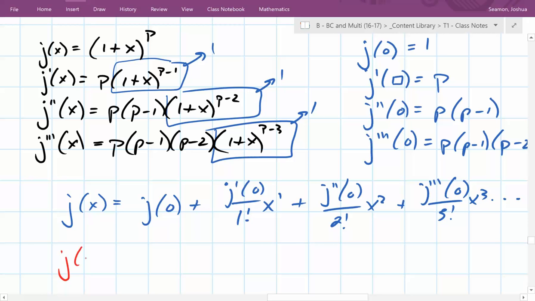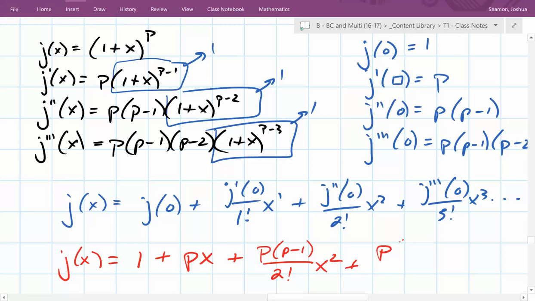So we know j of x is now equal to what? What is j of 0? 1 plus what? Just p times x plus what? p times p minus 1 over 2 factorial x squared plus p times p minus 1 times p minus 2 over... Could you continue this? Yeah.